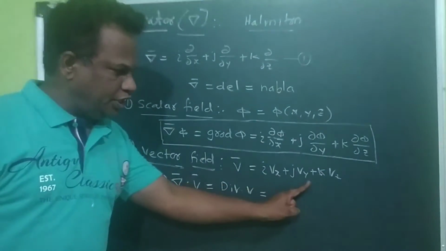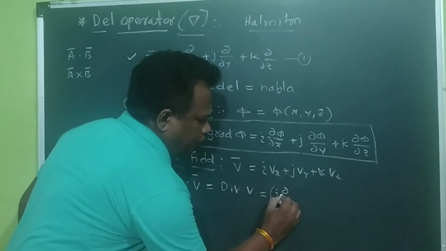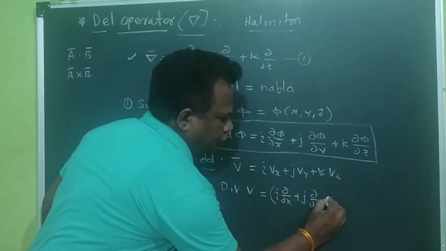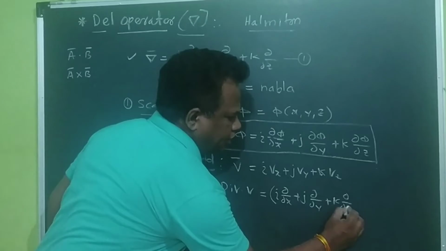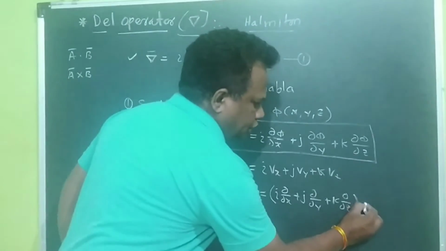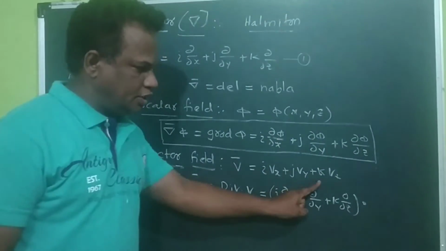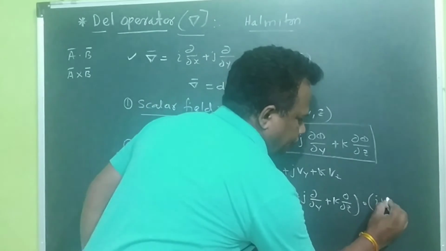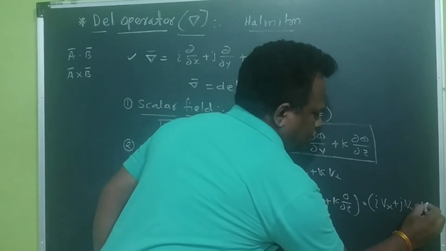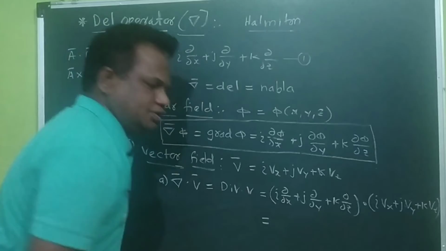V of value of V is like this. So how can we put it? Like this: i ∂φ/∂x + j ∂φ/∂y + k ∂φ/∂z. This is the value of del. Now you take the dot product with V bar. V bar is given as i Vx + j Vy + k Vz. So it will give rise to something like this.